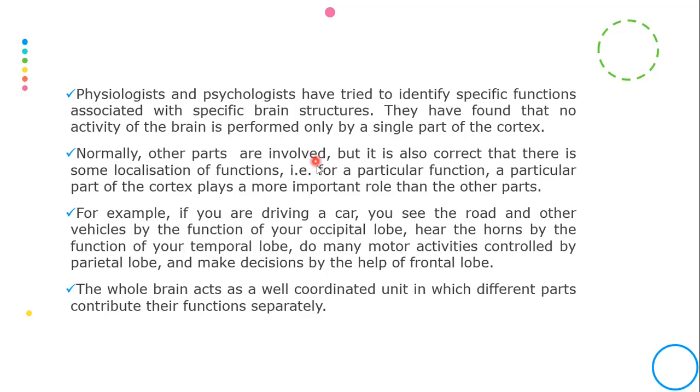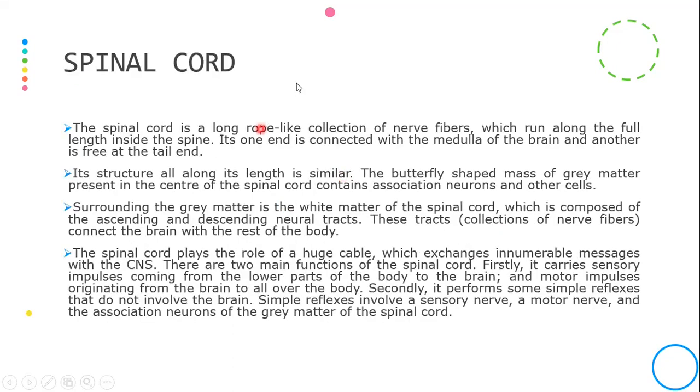So let us move to the next slide. That is the main functioning of the brain that we have dealt with so far, and we will move forward with the spinal cord. The spinal cord is part of the central nervous system. This is the second important part. The spinal cord is a long rope-like collection of nerve fibers.